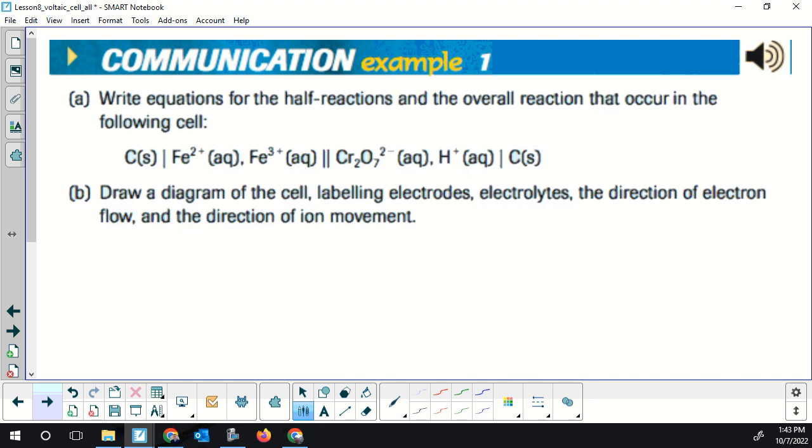So let's use our skills to solve a problem. Write the equations for the half reactions. We have two half reactions to write, and the overall reaction occurring in the following cell. We've got cell notation to go backwards from, and then we have to do a labelled diagram.